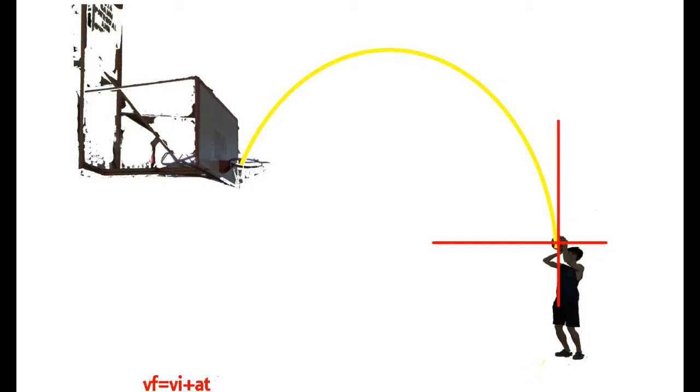To determine the time traveled by the ball, we can use equation number 1. Plugging in all the data we know, 0 is equal to 5.14 meters per second plus negative 9.8 meters per second squared times time. Time is equal to 0.52 seconds.